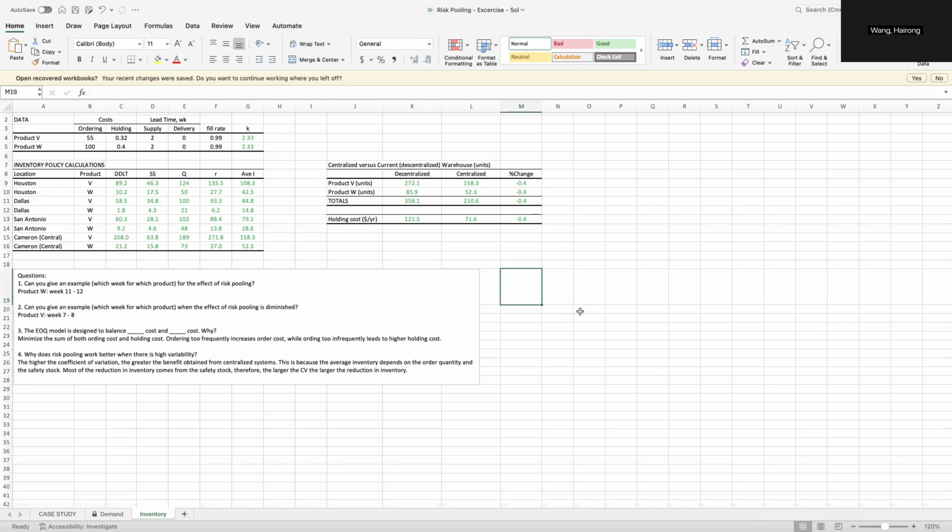And then to better understand why we need to build such a centralized warehouse, I have the following 4 questions for you, and I would like to discuss these 4 questions together with you. The first question is, can you give an example for the effect of risk pooling? The example means which week for which product shows the effect of risk pooling. So you have some time to think about this question.